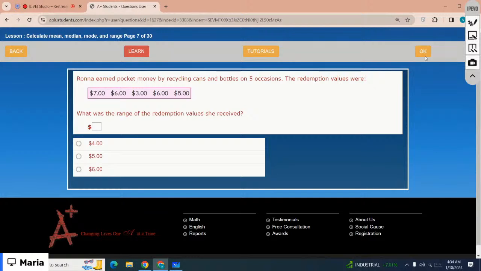Range is the difference between the highest and the lowest value in the data, right? So highest is 7, lowest is 3. 7 minus 3 is 4. The correct option is 4.